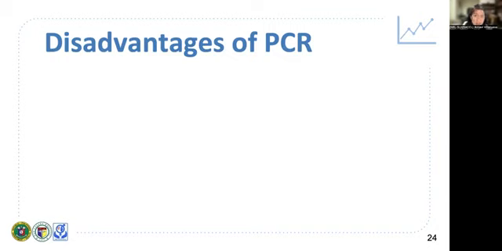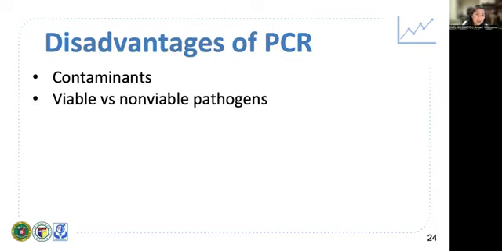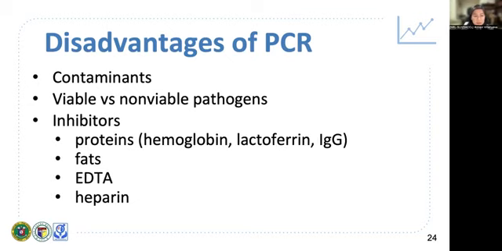Kaya lang, what are the disadvantages of your PCR? Because it's sensitive, it is very prone to contaminants. And PCR will not be able to detect if the pathogen that you detect is viable, or if it's still alive, or non-viable, if it's already dead and it's just remnant genetic material that is being detected in your run. And lastly, you also have to consider that there are a lot of inhibitors that can affect your PCR run, and these inhibitors are present in your clinical sample.